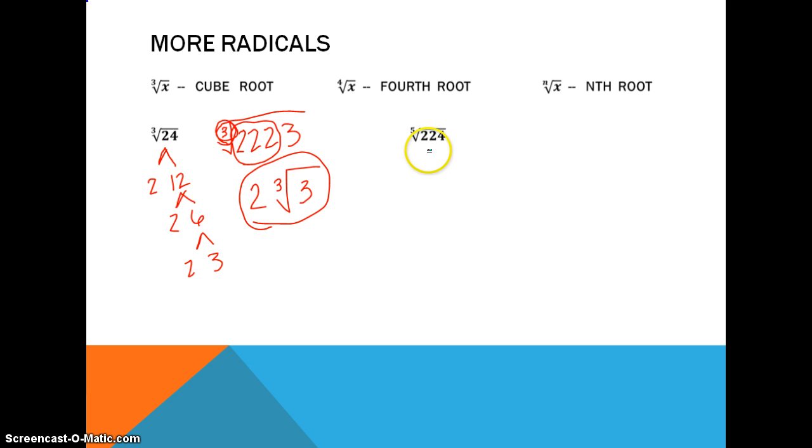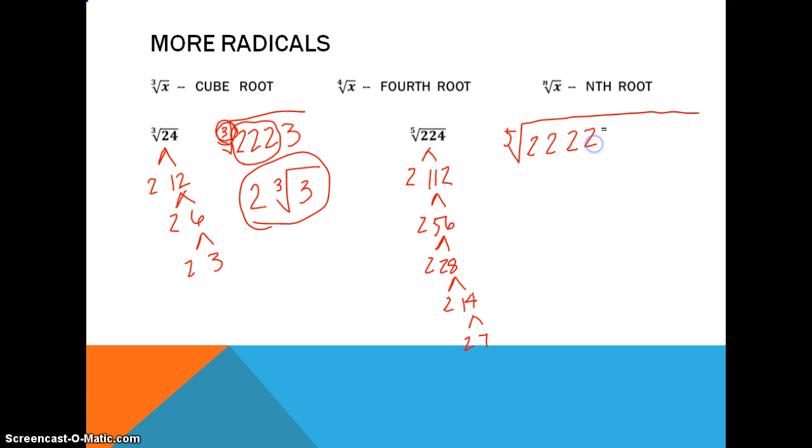Now we have the fifth root of 224. So we'll start with our factor tree. 224 is 2 times 112. 112 is 2 times 56. 56 is 2 times 28. 28 is 2 times 14. And 14 is 2 times 7. So we end up with the fifth root of 2 times 2 times 2 times 2 times 2 times 7. 5 2's. Now because of this 5, we're looking for groups of 5. So we have 5 2's. For every group we pull 1 out. So we have 2 times the fifth root of 7.